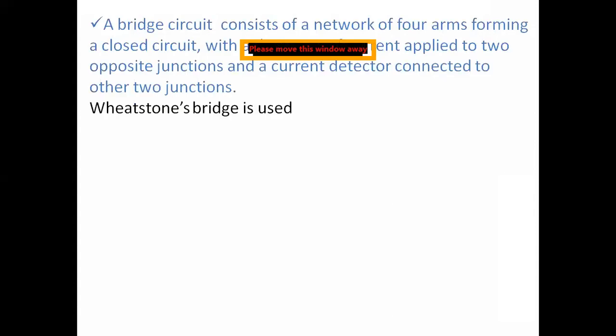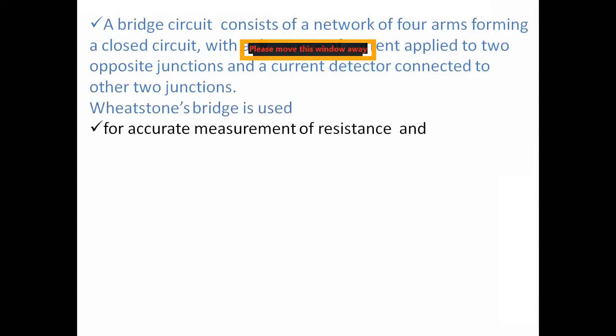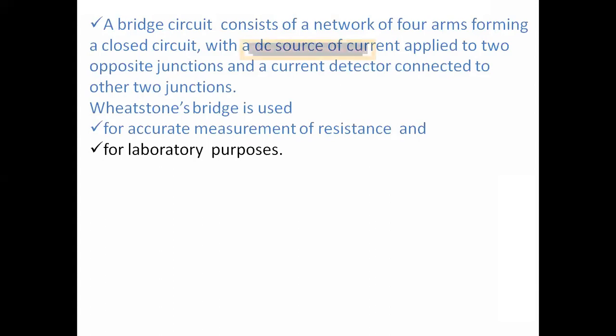The first type of DC bridge we are going to discuss is the Wheatstone bridge. The Wheatstone bridge is used for accurate measurement of resistance and for laboratory purposes. With this Wheatstone bridge we can measure an accurate value of resistance, and we mostly use it in laboratory applications.